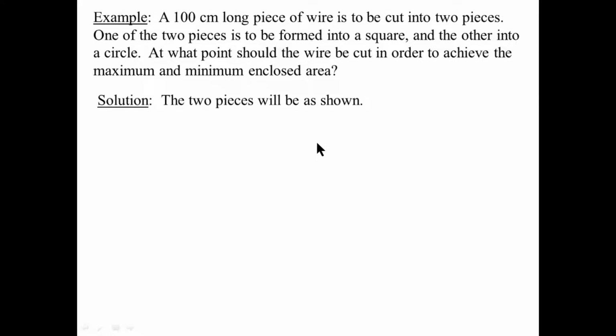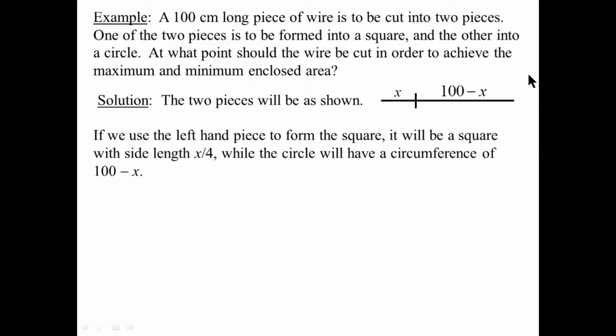Solution. The 2 pieces of wire will be as shown. This is our 100 centimeter long piece of wire cut here, let's say x centimeters along, and if it's 100 centimeters long, then the remaining part must be the full 100 minus x. If we use the left-hand piece to form the square, it will be a square with side length x over 4, while the circle will have a circumference of 100 minus x.